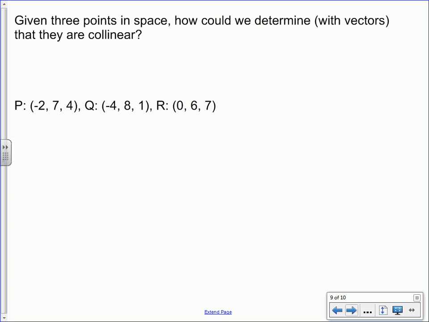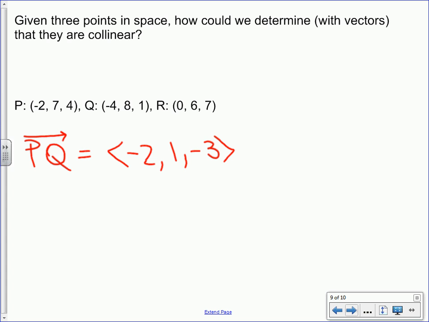Okay, PQ would be 1 vector. These are points that we're trying to figure out if they're collinear. So we can make a vector out of PQ. What would that vector be? -2, 1, -3. Terminal minus initial. So this is vector PQ.